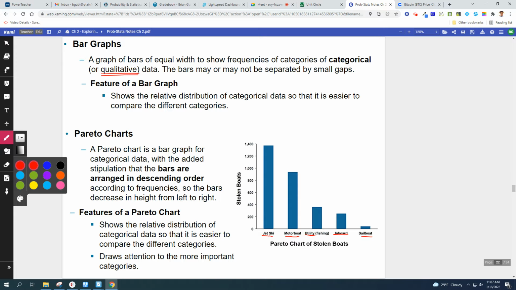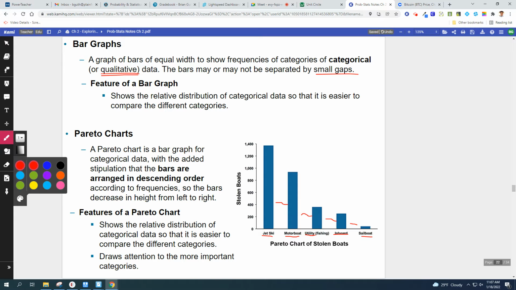I think it's kind of weird to think about the gaps. We had something in the last lesson. We talked about histograms. And in a histogram, you had all the bars sitting right next to each other. There weren't any gaps in between. But here, they're saying we can have some gaps in between. So that's a bar graph.